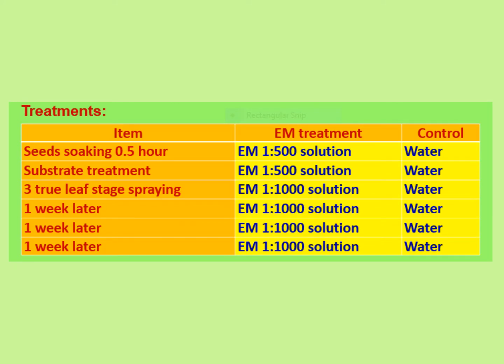Treatments: EM treatment and control treatment. Seed soaking for half an hour in EM solution in the EM treatment, and in water in the control. Substrate treatment: EM 1 to 500 solution and water in the control treatment. Third true leaf stage spraying: EM 1 to 1000 solution and water as control treatment. One week later, EM 1 to 1000 solution and water in the control treatment. And again one week later, EM 1 to 1000 solution in the EM treatment and water in the control treatment. And again one week later, EM 1 to 1000 solution and water in the control treatment.